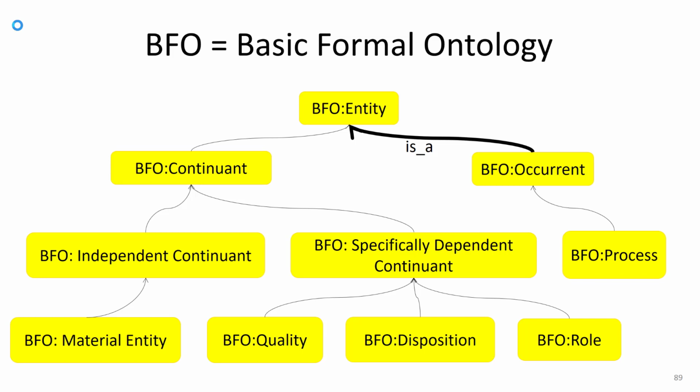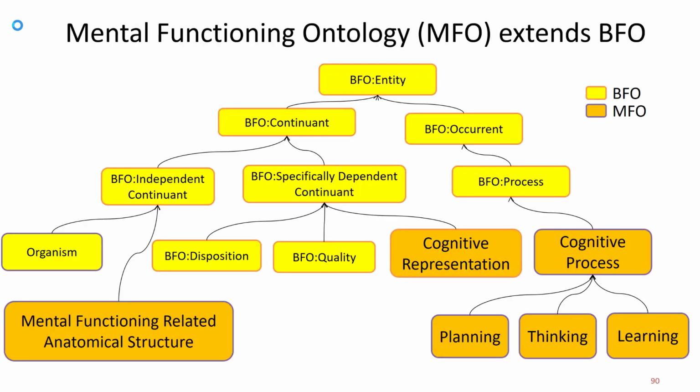So this is a slightly more detailed view of the top level. All of the arrows there are is-a relations. So every occurrent is an entity, every independent continuant is a continuant, and so forth. And then what people do is they build an ontology by importing BFO into Protégé and then starting to populate their new ontology by building downwards, by defining subclasses of BFO classes.